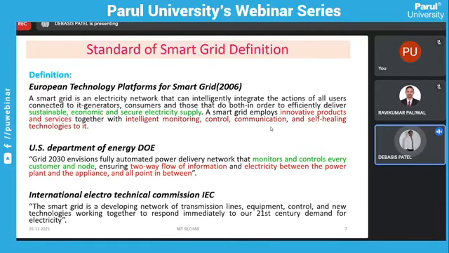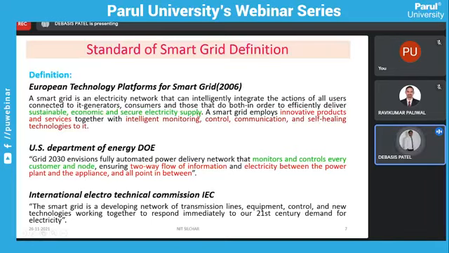Coming to the US Department of Energy, it defined that Grid 2030 envisions a fully automated power delivery network that monitors and controls every customer and node, ensuring two-way flow of information, right? Two-way flow of information, as we discussed at the start of the class, means that just as electricity passes from your generating station to your load end, similarly the consumer also sends information to our generating station, right? This is two-way communication.